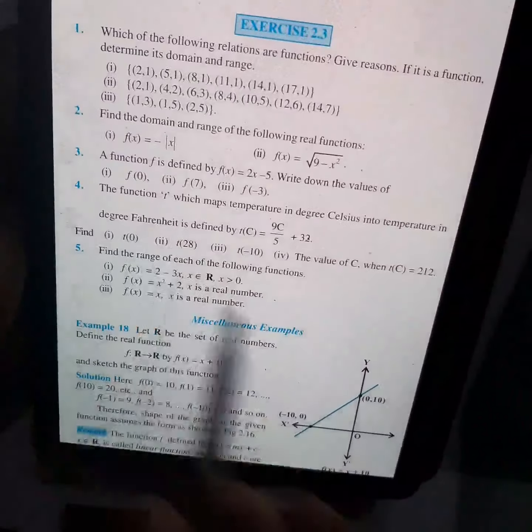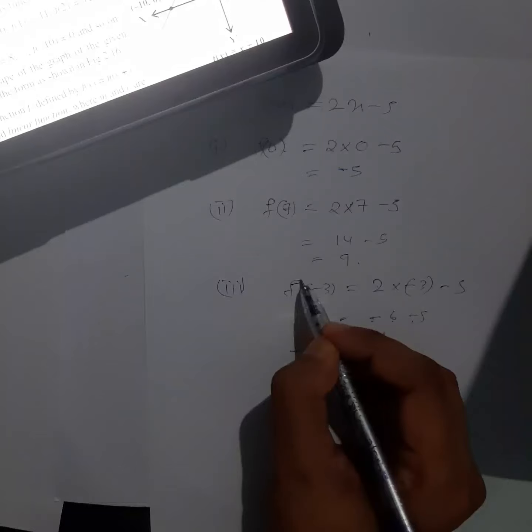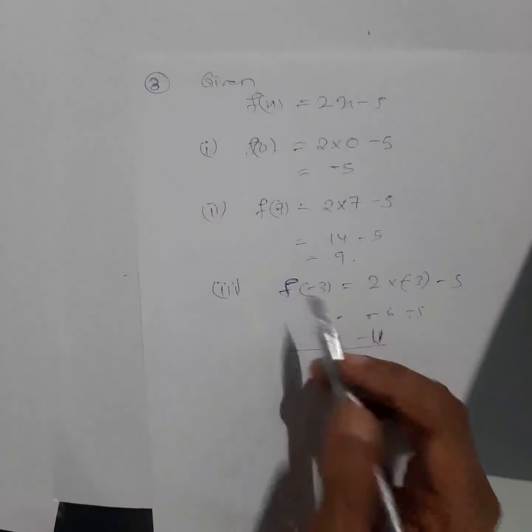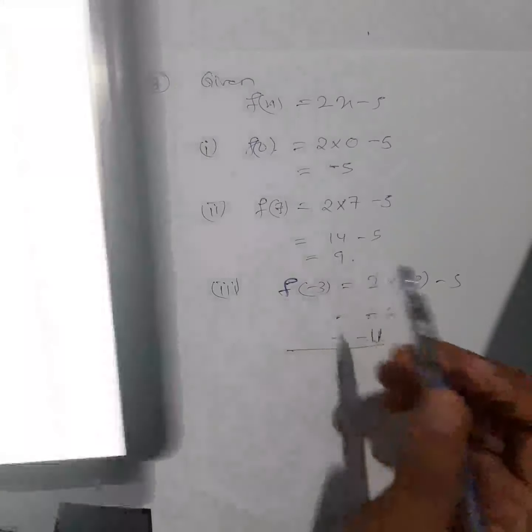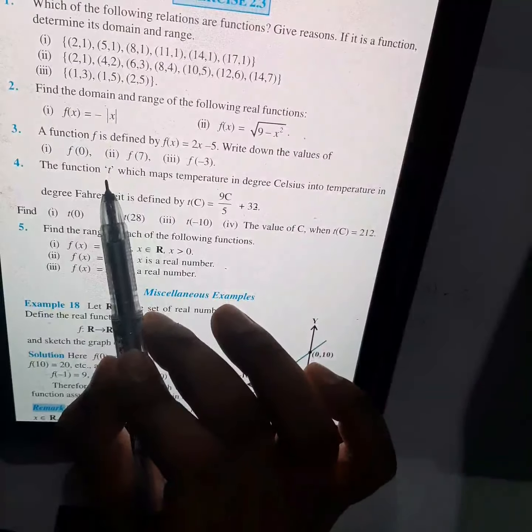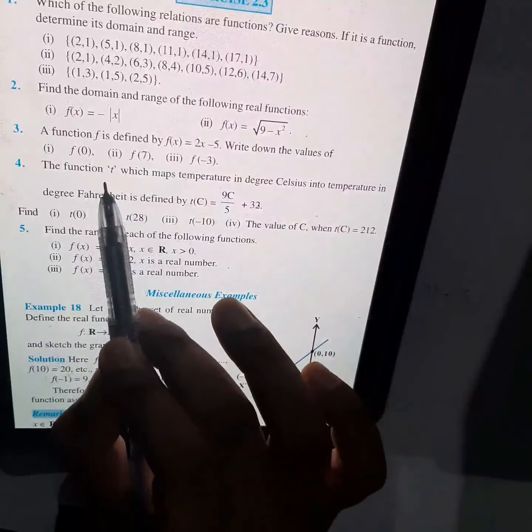The function t. Now here I have written function f, right? Now they can define a function with a different letter also, okay? So this time they have defined the function with a different letter. Instead of f, they have used t. So don't get confused when they use different letters, okay?